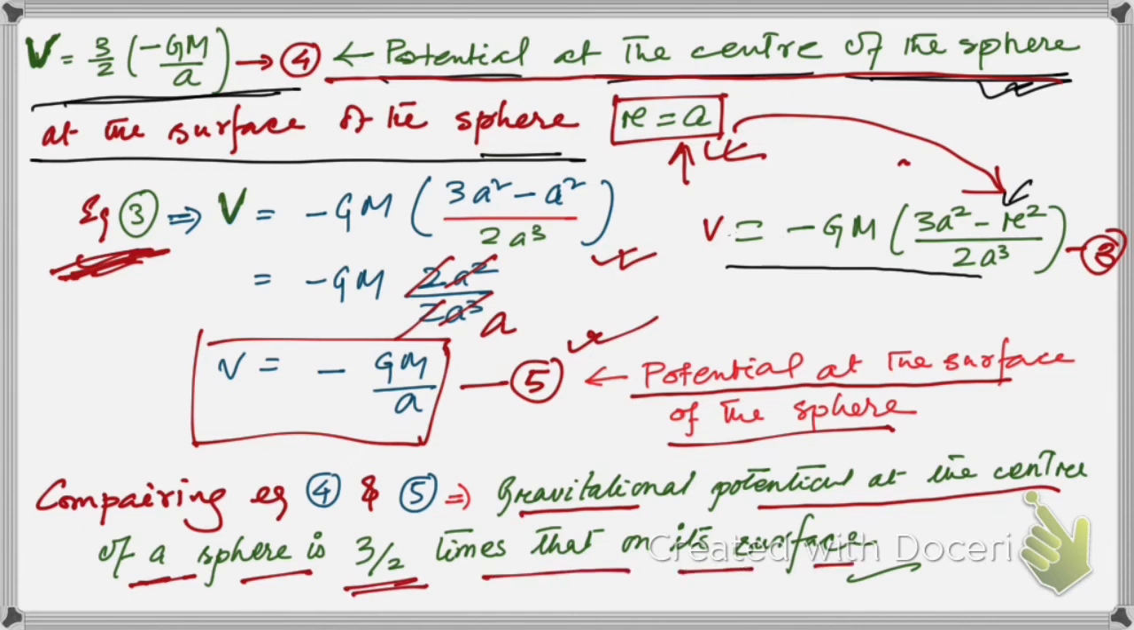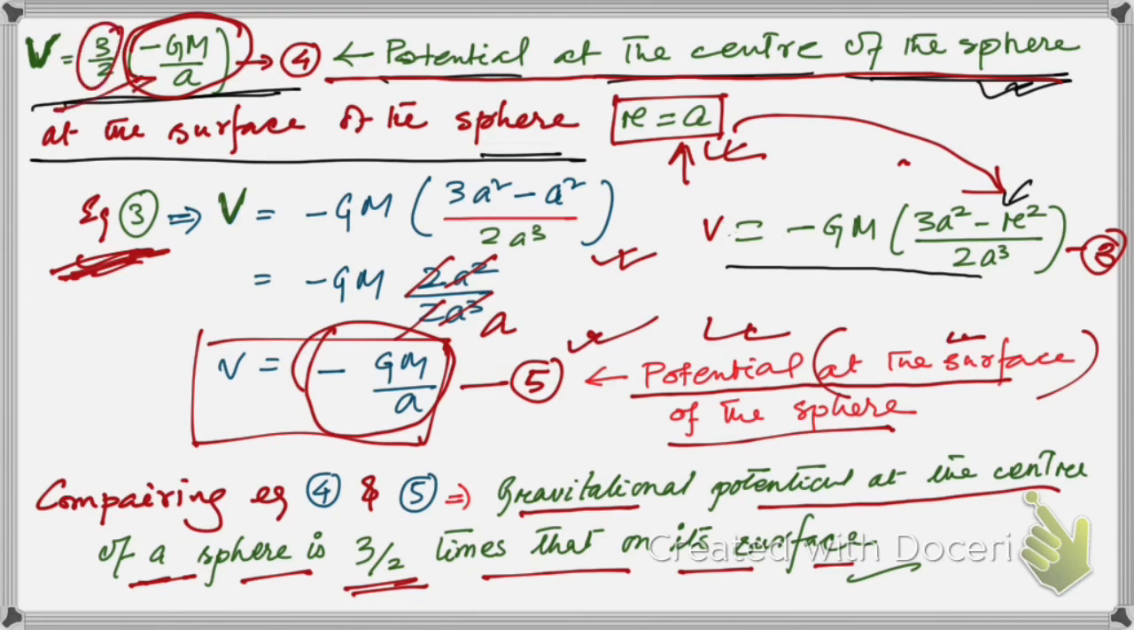So you can see clearly, this part of equation number 4 is equal to the right-hand side of equation number 5, which is the potential at the surface, and 3 by 2 times that potential at the surface is equal to the potential at the center of the sphere, right? So hope you have understood this.